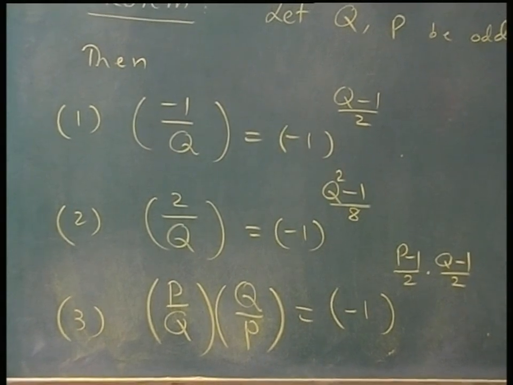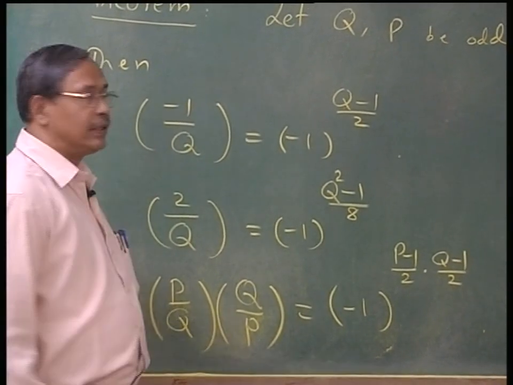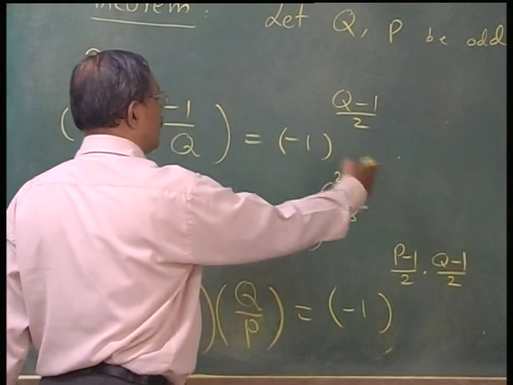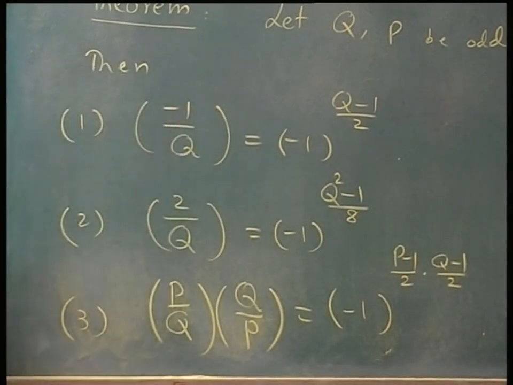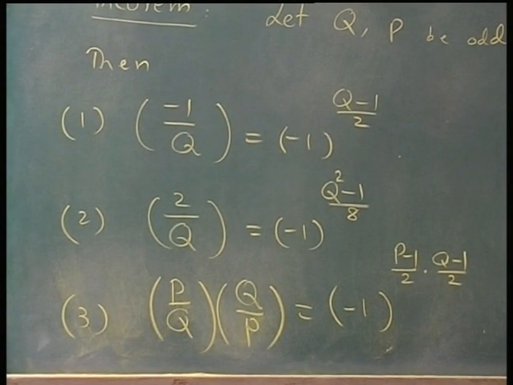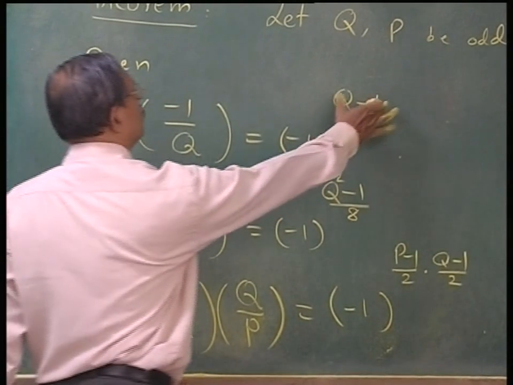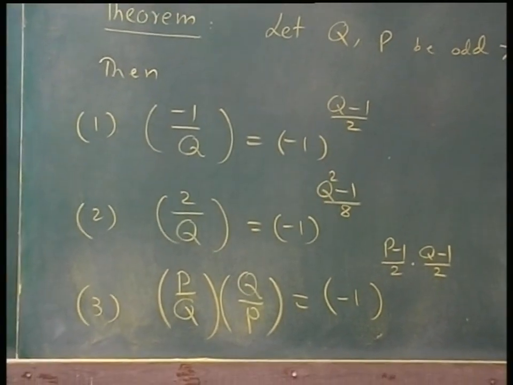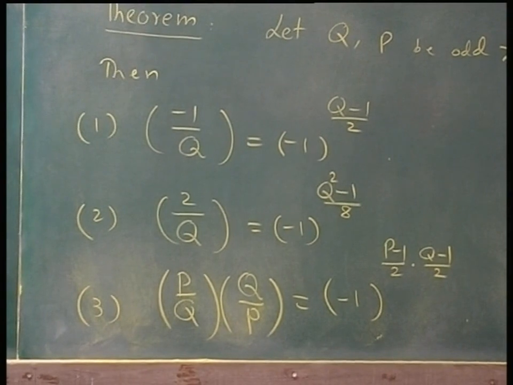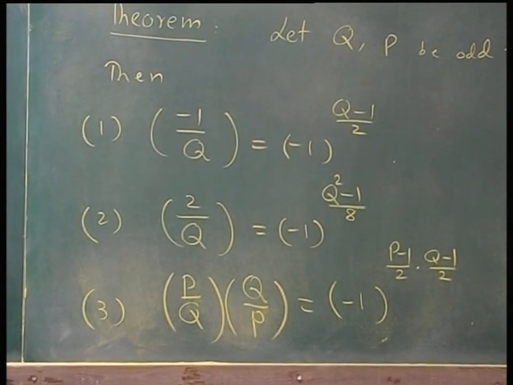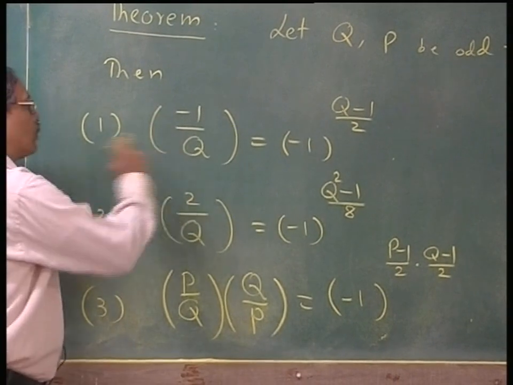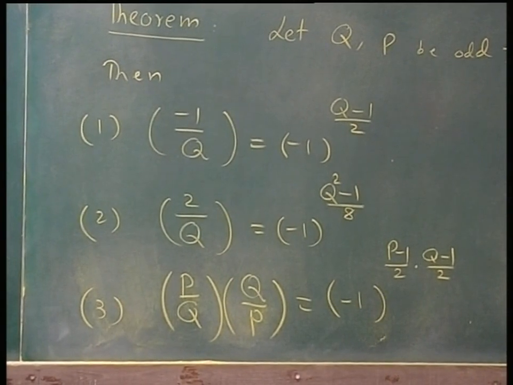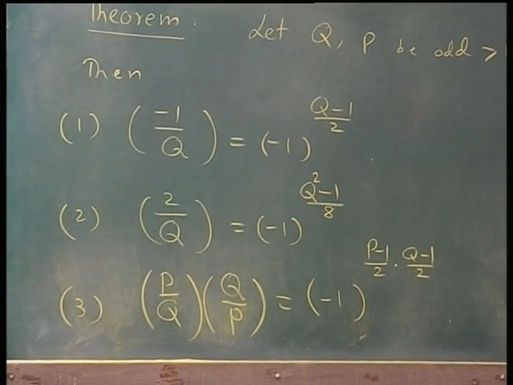Also, as we have seen in the case of the Jacobi symbol, we don't have to calculate this Q minus 1 by 2, Q square minus 1 by 8. We have already interpreted things in a different way. What is the interpretation of minus 1 raised to Q minus 1 by 2? If Q is 1 mod 4, then Q minus 1 by 2 will be even, and minus 1 raised to that is plus 1. So we can say minus 1 by Q is equal to plus 1 if Q is congruent to 1 mod 4 and minus 1 if Q is congruent to 3 mod 4.